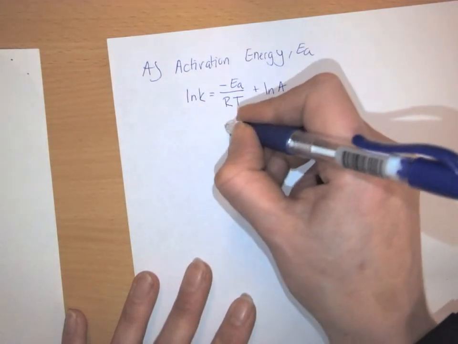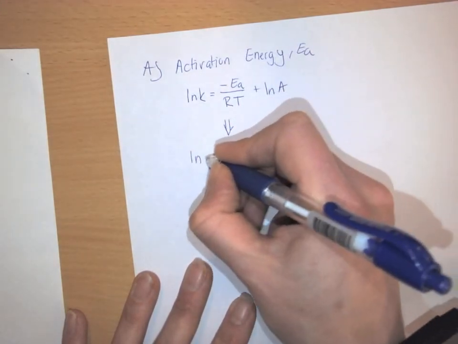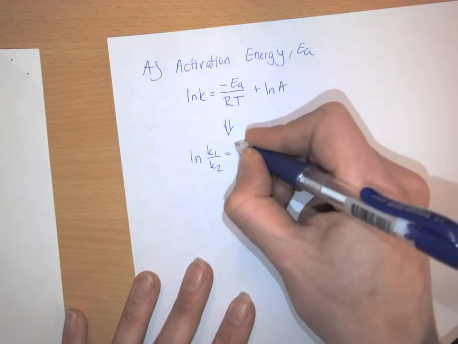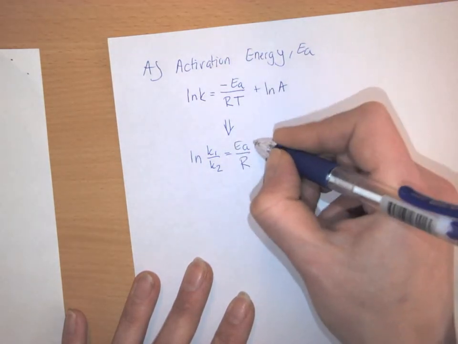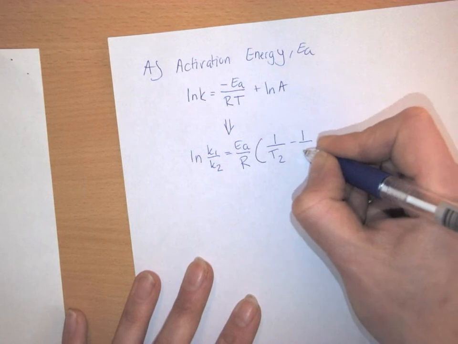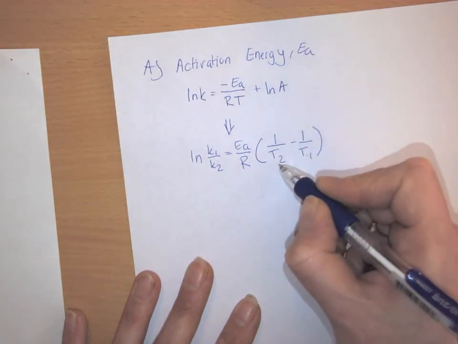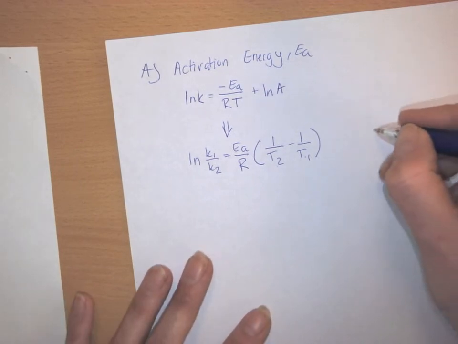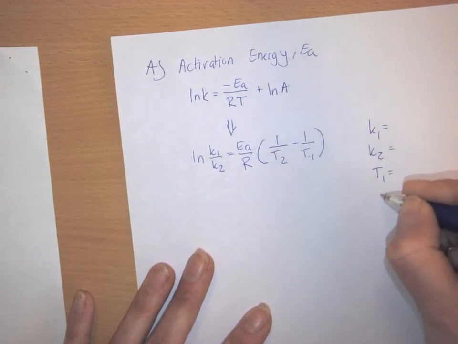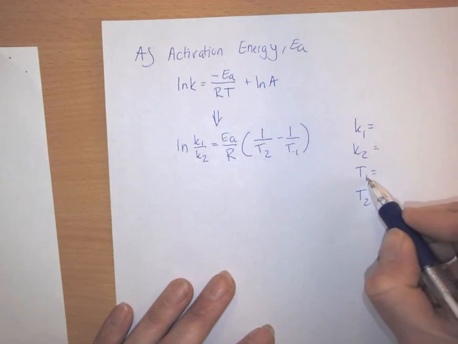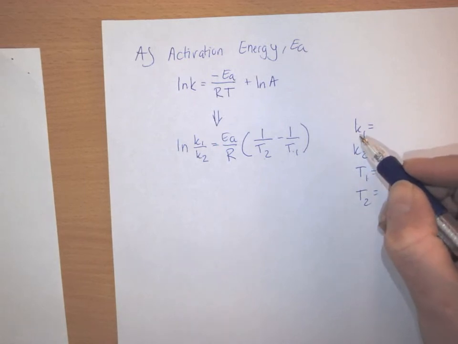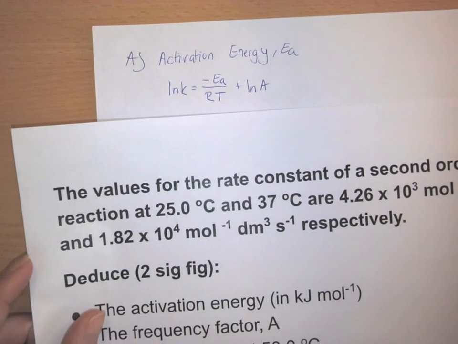Then we can isolate this. We have the two different temperatures: ln K1 divided by K2 equals EA divided by R, times 1/T2 minus 1/T1. First temperature, second temperature, okay? So K1 and K2 will match with T1 and T2. If T1 is the first temperature, then K1 is the first rate constant. So you need to match it from the information you get.